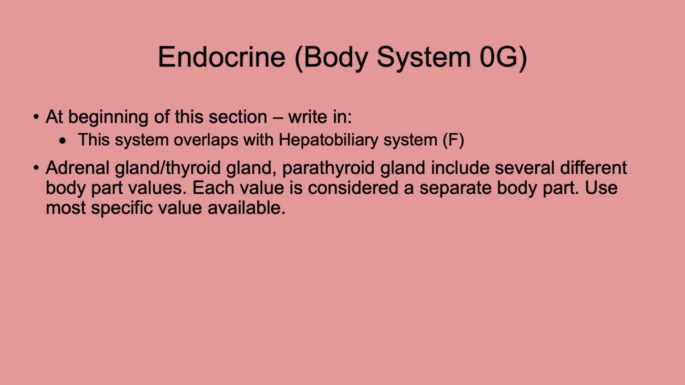So now we're looking at the endocrine system. At the beginning of this section, write in, this system overlaps with the hepatobiliary system. And again, we have those partial organs. The adrenal gland, thyroid gland, parathyroid gland includes several different body part values for upper, lower, right, left, that kind of thing. Each value is considered a separate body part. Use most specific value available. Okay.